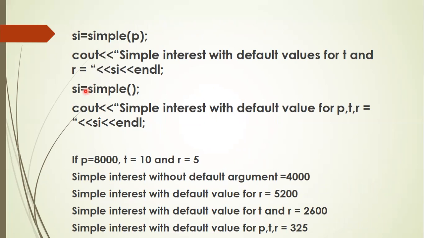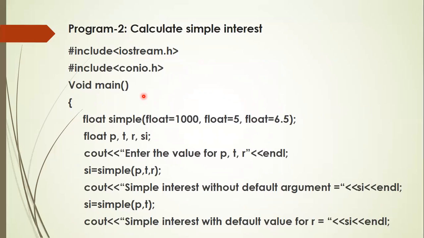Last example, SI equal to simple without any argument. Here, all the 3 arguments are missing, which means for all the 3, it makes use of the default value. For P, the default value is equal to 1000. For T, it is 5, and for R, it is equal to 6.5.